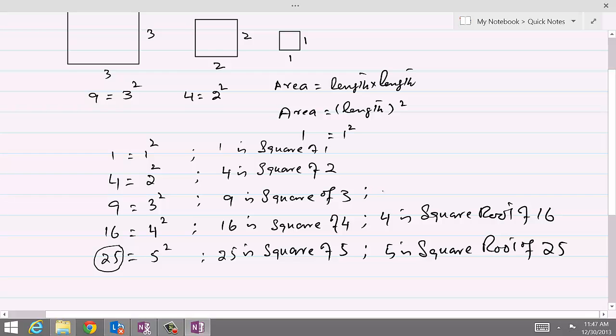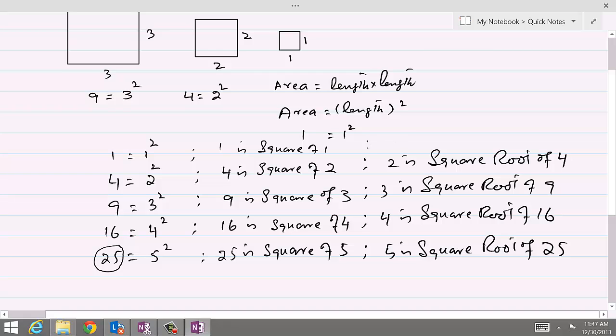So 3 is the square root of 9, and 2 is the square root of 4. Obviously 1 is the square root of 1. This is how we name these relations.